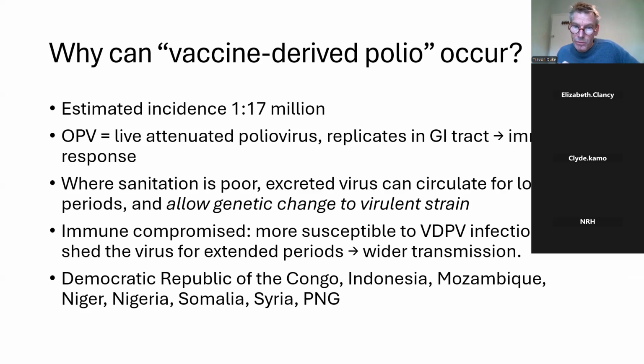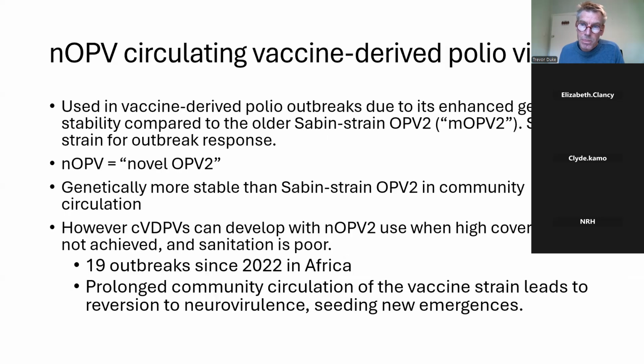People who are immune compromised are more susceptible to this infection, and therefore, if you've got high proportions of children, people with immune compromise in the community, then it's more likely to spread further. And most of the outbreaks of this have been in Africa, but also more recently in Indonesia, and we've had some of that in PNG, as you've heard.